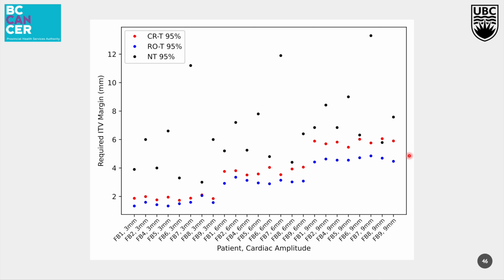And to explain exactly what I mean by that, if we take an example of a 9mm cardiac trace, the half peak-to-peak amplitude of that cardiac trace would then be 4.5 millimeters. So what this is saying is that for each and every one of these traces, even though the respiratory parts of these ranged quite widely in their amplitude, each of these ROT 95% ITV margins were within 0.4 to 0.6 millimeters of 4.5 millimeters. And what this indicates is that the respiratory component of the motion was very effectively filtered out by dynamic tracking, especially using an ROT model.